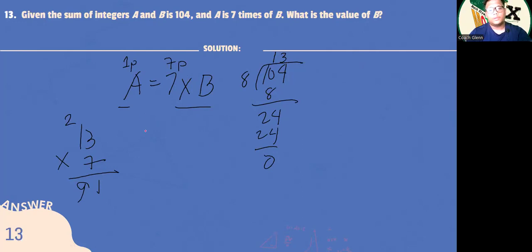Oh, no. Stop. That's it. Since we're looking for b, b is the smaller one. So b is 13. That's 1 part. So A is 7 parts, then B is the 1 part, okay?